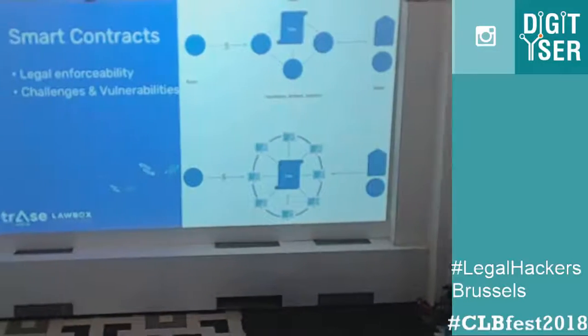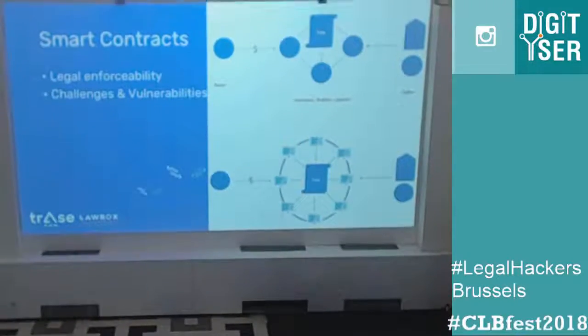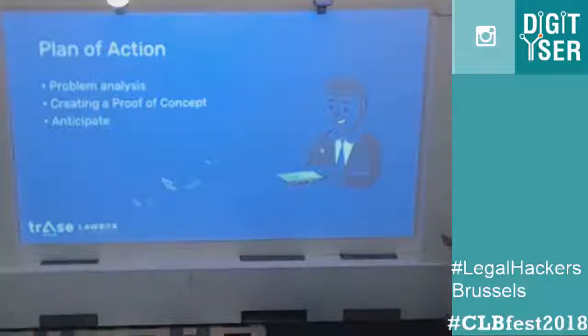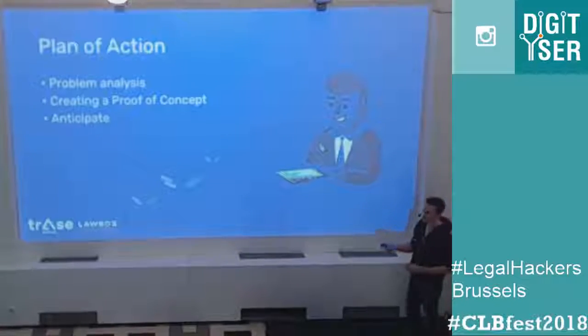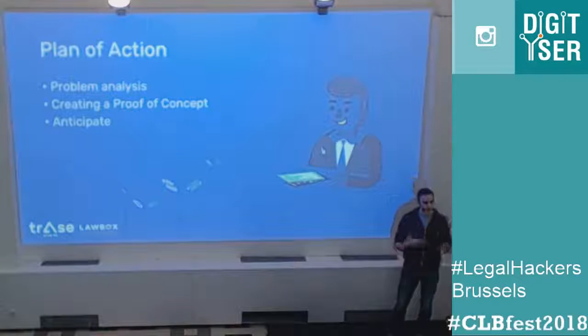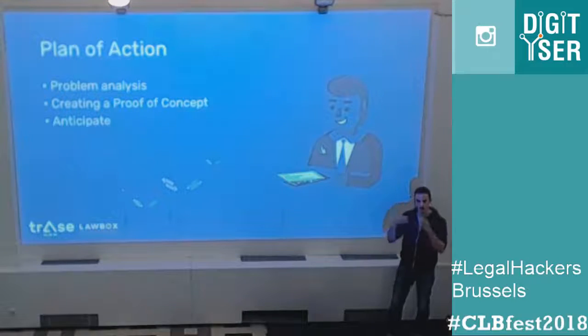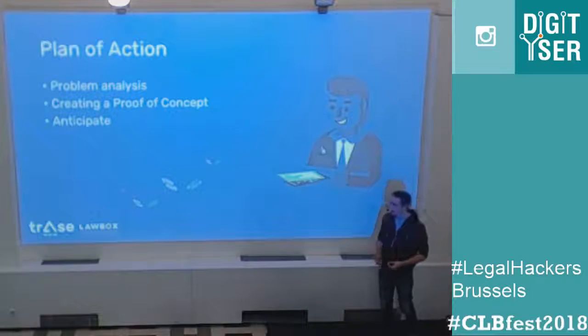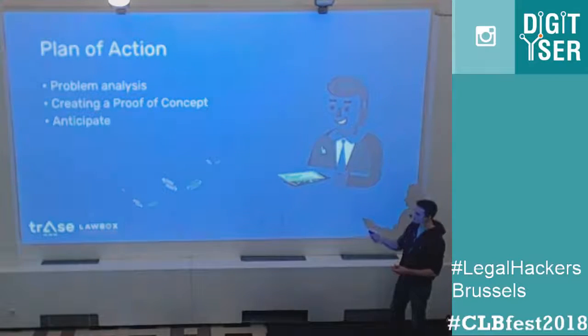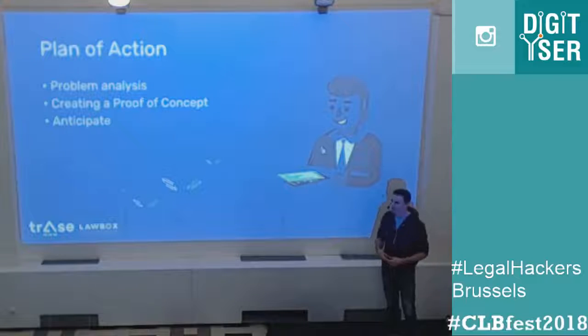In order to resolve this problem, at Trase we always start with a problem analysis where we look at what the problem is, try to identify one of the aspects, and then translate this into a very basic process that we can then convert to smart contract logic. So we create the proof of concept based on this, and then afterwards you can go towards an anticipation phase where you can see how this could fit in a more production-ready environment.